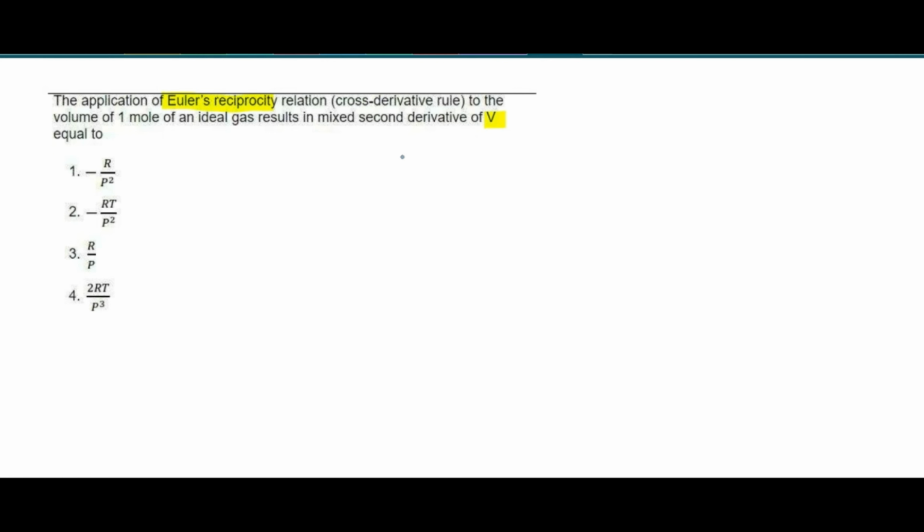What is the ideal gas? For ideal gas, PV is equal to RT, for 1 mole, as they have said. So V is equal to RT by P. What does V depend on? V depends on the functions temperature and pressure.